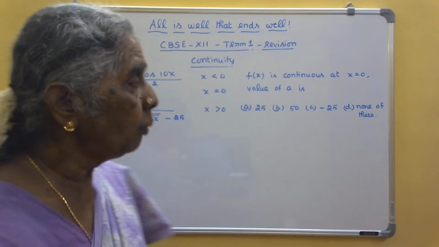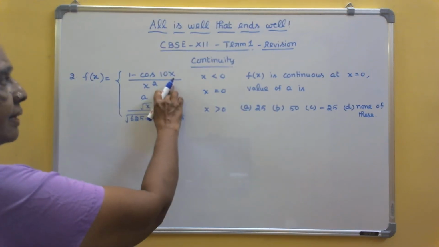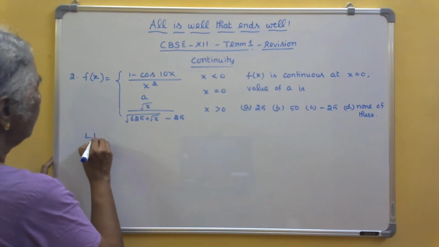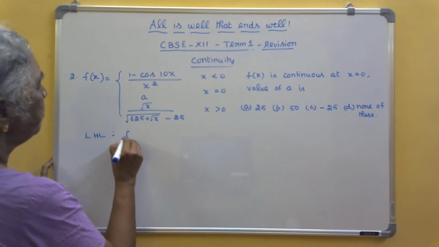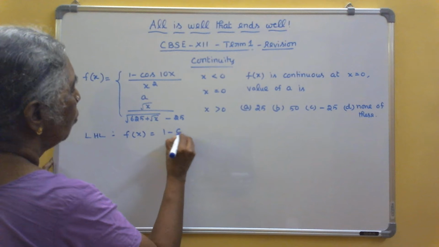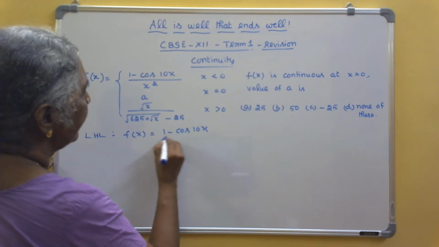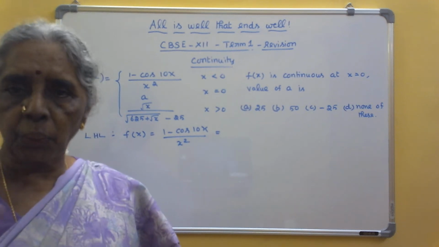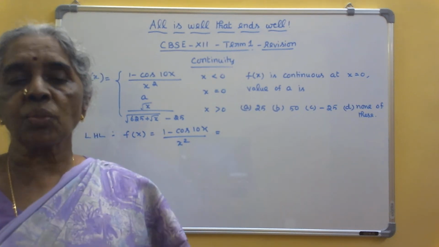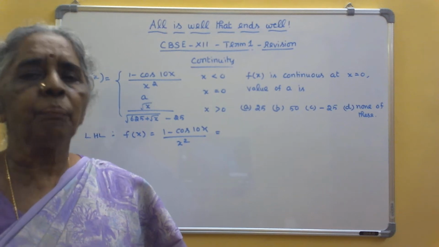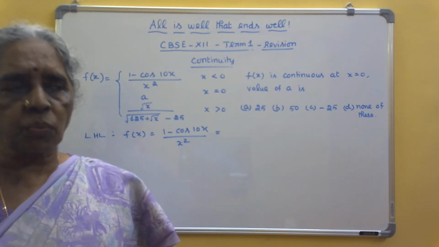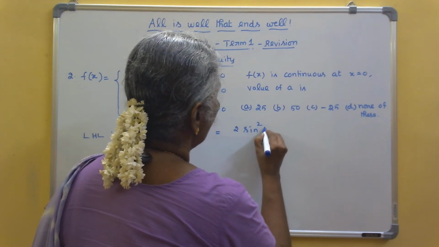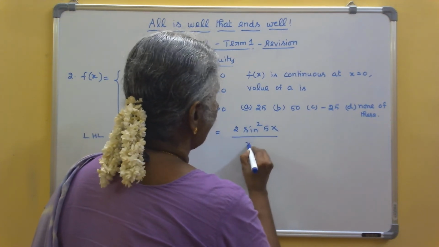Okay. So now here I think this is easier for me to solve. So I am going to take the LHL now. So the LHL, I will write my f of x is equal to 1 minus cos 10x by x squared, which I want to simplify. I have already told you, wherever you get 1 minus cos x like that, use the formula 2 sine squared x by 2. So here I will be getting 2 sine squared 5x by x squared.